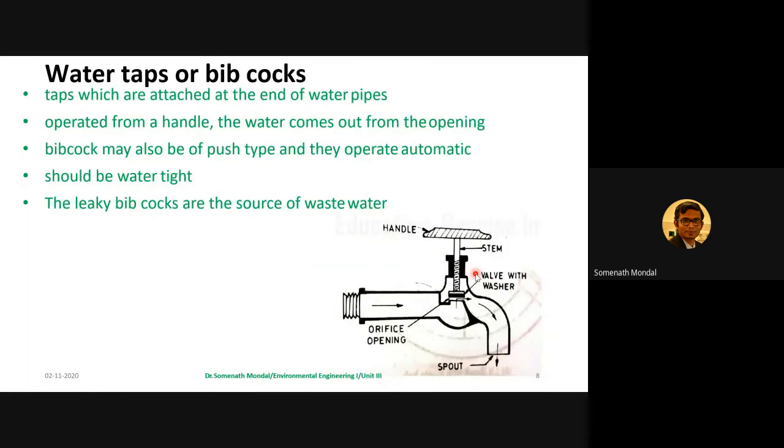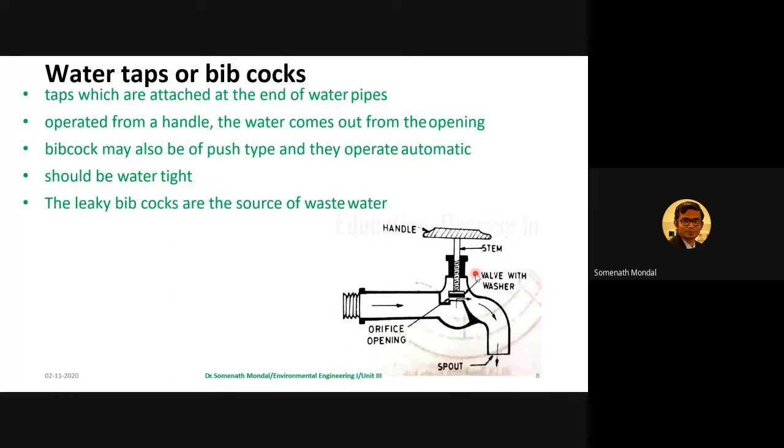Next is water taps or bibcocks. Now this is another important part, and many of you, or most of you, have seen these bibcocks in your toilet, washrooms, as well as in the kitchen. These bibcocks are also known as water taps, and water taps are the type of valves provided at the end of service pipes for withdrawing water at the consumers' houses. Now, several varieties of water taps are available, and the most common of them is the bibcock.